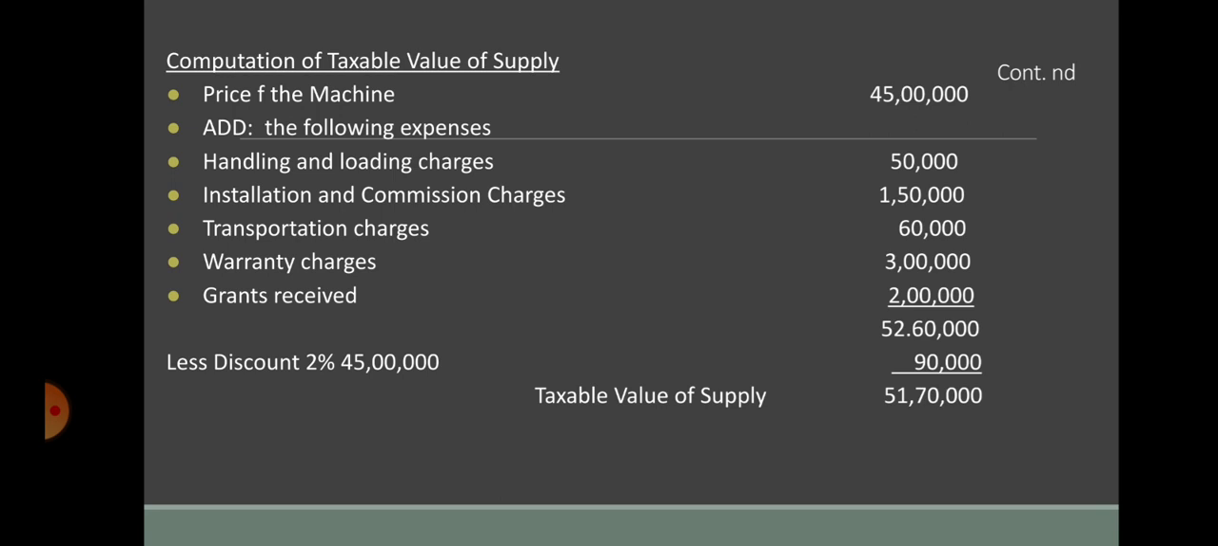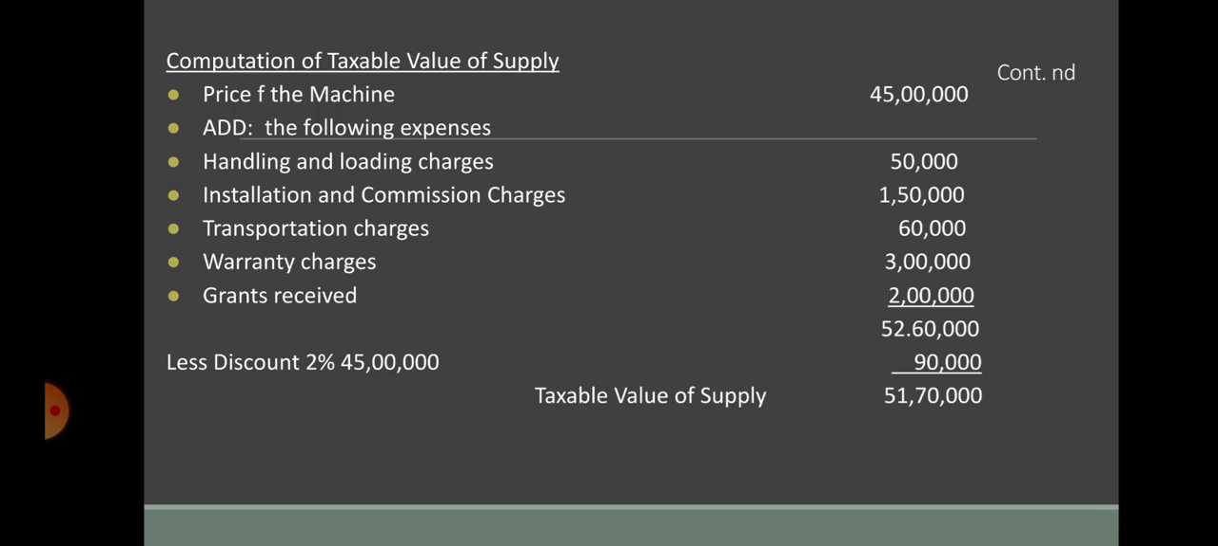So it comes around 90,000. So if you deduct the discount, the final amount is 51 lakh 70,000. So that is the taxable value of supply. And at the same time they are asked to calculate the GST liability. GST liability is given as 12%, and the sales is within the state.